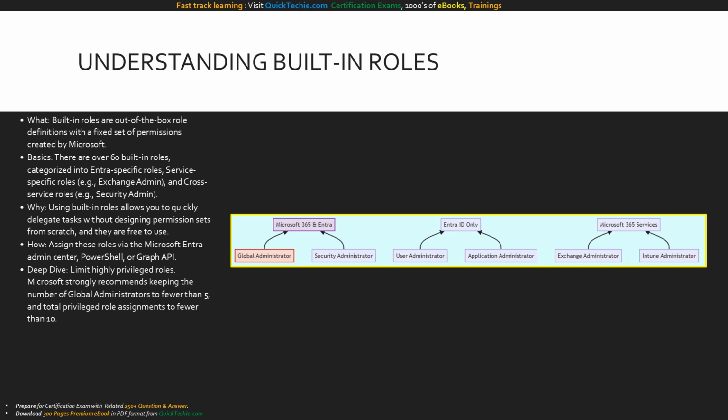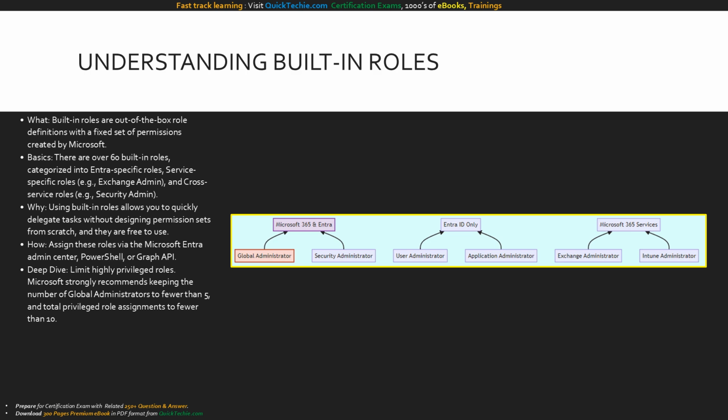Now that we know the landscape, let's look at the tools already in your toolbox: built-in roles. Microsoft provides over 60 of these out-of-the-box roles, and their permissions are fixed. You can categorize them easily. Some are specific to Entra ID, like the user administrator. Others are service-specific, granting access to workloads like Intune or Exchange. And finally, cross-service roles like security administrator or global administrator. The beauty of built-in roles is that they are ready to use immediately and do not require premium licensing.